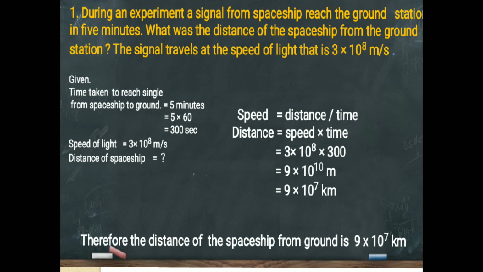Now the formula: we know that speed is equal to distance divided by time. So if you want to calculate distance, time goes to the left hand side, so distance becomes speed into time. Now you can multiply: speed is 3 into 10 to the power 8 into 300. So 3 threes are 9. And how many zeros are there here? 2 zeros, you can add up with the power. So that will become 10 to the power 10 meters, or 9 into 10 to the power 7 kilometers. Therefore the distance between the spaceship and the ground is 9 into 10 to the power 7 kilometers.